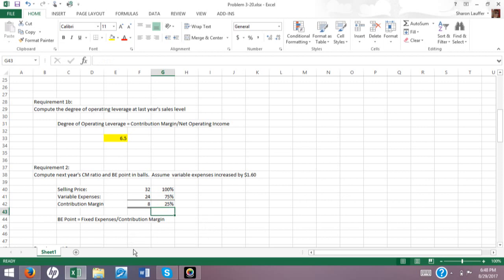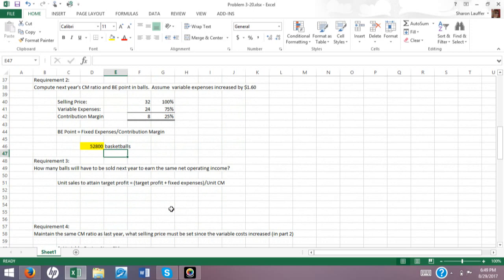The next thing we are asked to do is calculate our break-even point. To do that, we take our fixed expenses and divide that by our contribution margin. This part of the problem doesn't say that the fixed expenses changed at all, so our fixed expenses are still $422,400. That's given in the instructions above. But our contribution margin changed, so it's $8 now, which means our break-even point now is 52,800 basketballs.